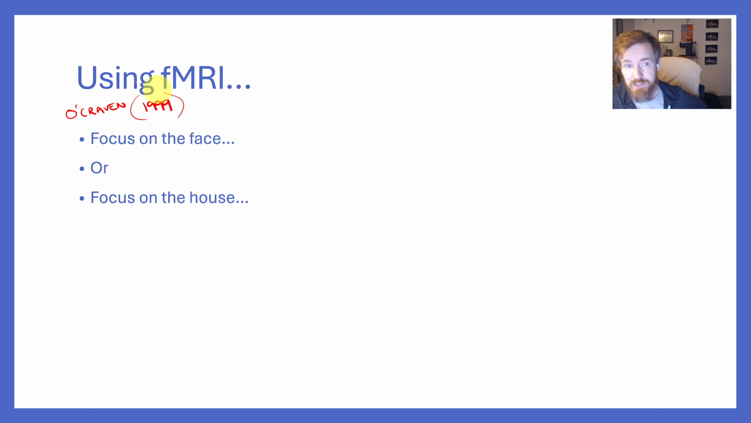But this is a classic one, so I wanted to talk about it with you, and it's really straightforward. Basically, people came into the fMRI scanner and were given an instruction: we want you to look at the face, or we want you to look at the house. And what they did is they showed participants both at once. So you see a face and a house together.